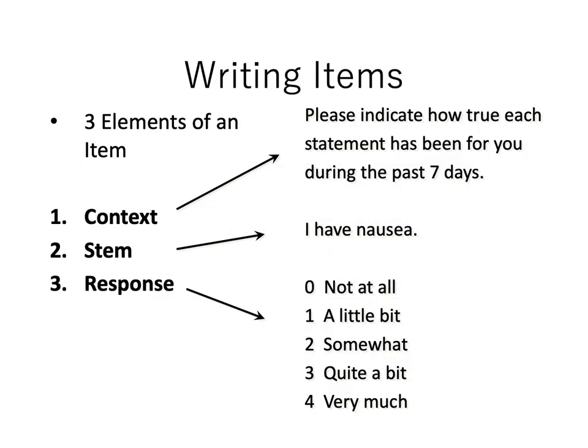We're going to transition now from identifying core concepts to actually taking some of those and turning them into items themselves. So in this slide, you can see that in terms of the anatomy of an item, we typically break them into three different categories: the item context, the stem, and the response options. So in this case, the item context would let you know what time frame or context you're trying to get the respondent to think about as they respond to the item. In this case, it's please indicate how true each statement has been for you during the past 7 days.